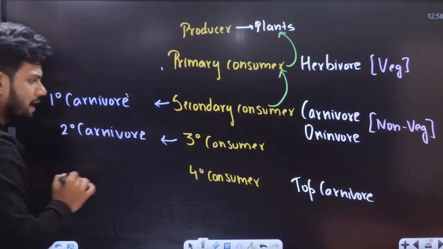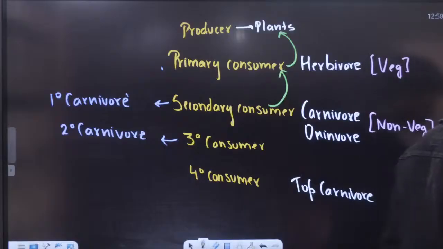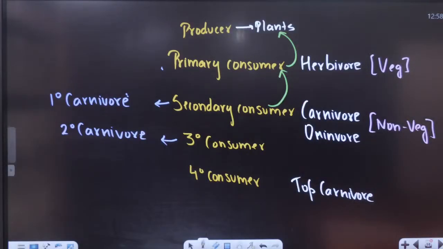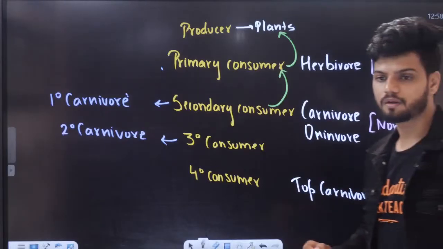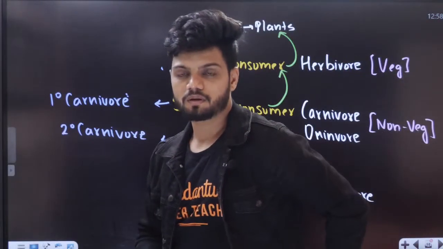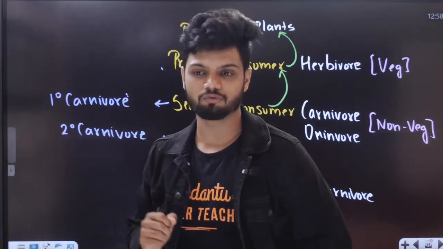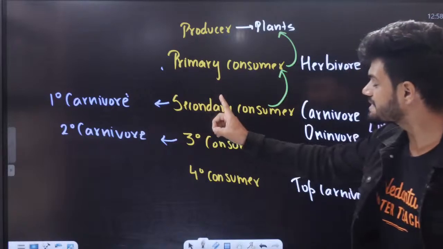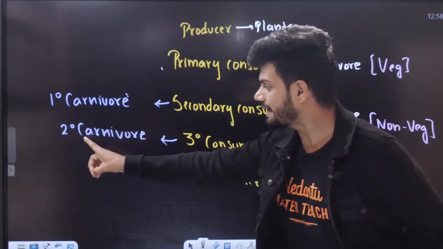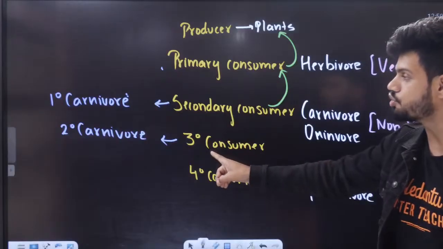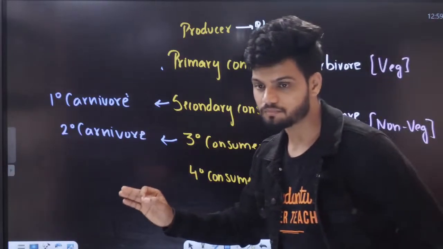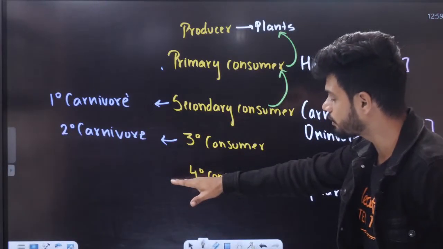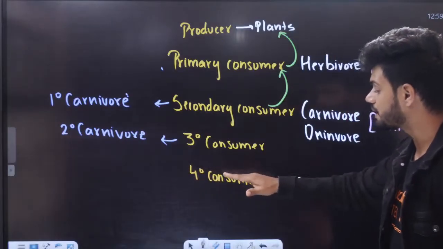So if I ask you in examination, sometimes they will never give you something called secondary consumer. They'll not give tertiary consumer. If they tell you what is primary carnivore, what will be your answer? Tell me, students. Who is a primary carnivore? Primary carnivore is always a secondary consumer. Secondary carnivore is always a tertiary consumer. Always, always, always. Then same thing, tertiary carnivore is for quaternary consumer.